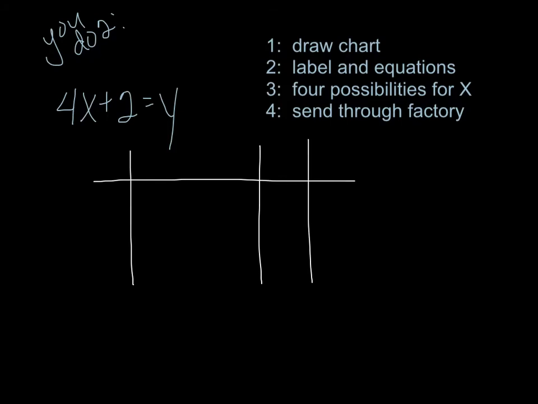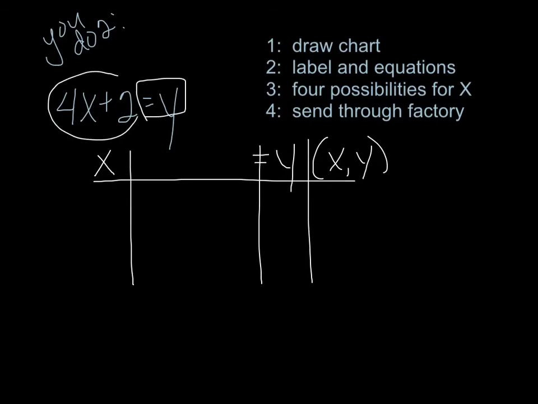So I draw the chart, and now I'm going to do the label and equations. x, y, x, y. The equals y is already here, so I just take this part, 4x plus 2, and I put it on the line. Now I choose the 4 possibilities for x. Since nobody told me what I have to put there, I get to make it up, and I'm going to use 4 very small numbers to make the math nice and easy. 0, 1, 2, and 3.